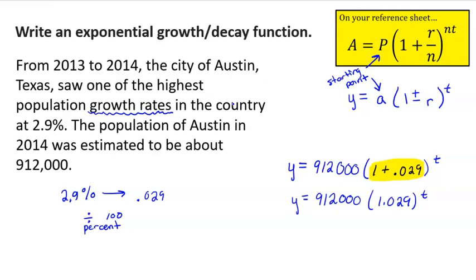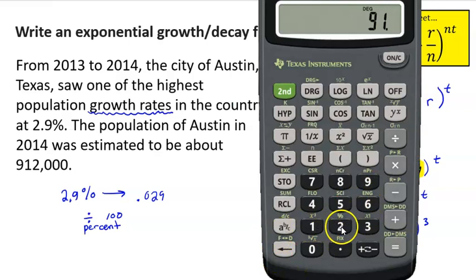And then if they asked us, like, okay, so if this were to continue and we're growing 2.9% per year, and then they said find out how much it would be after 3 years, we would say y equals 912,000 times that 1.029, and then we would fill in something for t. And so from here we would just put that into our calculator. So I have 912,000 times parentheses 1.029 close parentheses y to the x 3. And then this would be my new population.